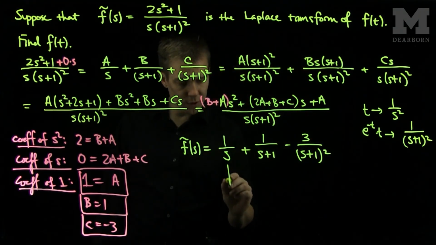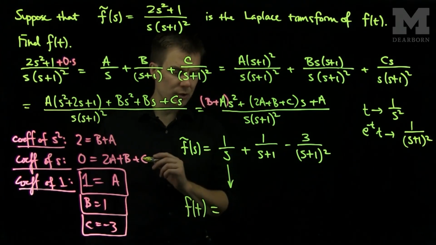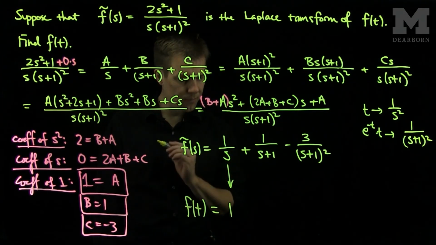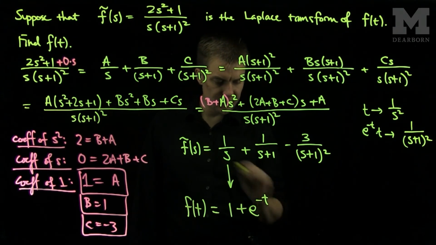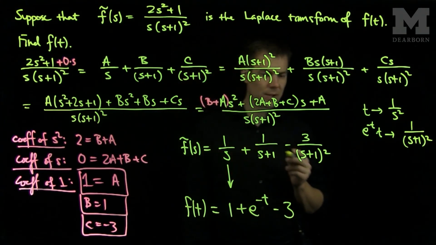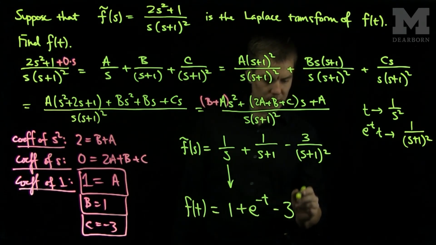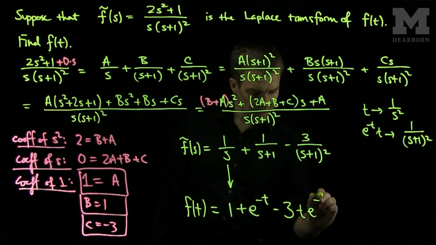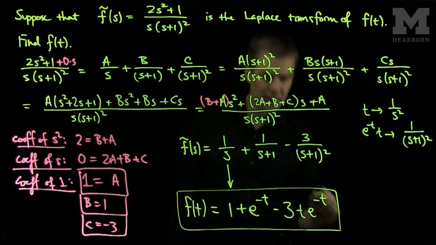So now when we inverse transform this, we have that f of t is equal to the inverse transform of 1 over s, which is 1, the inverse transform of 1 over s plus 1, that is e to the negative t, and then that negative 3 is a constant, so it comes out of the inverse Laplace transform, and then I have the inverse Laplace transform of 1 over (s plus 1) quantity squared, which is t e to the negative t, and that is our solution. Thank you very much.